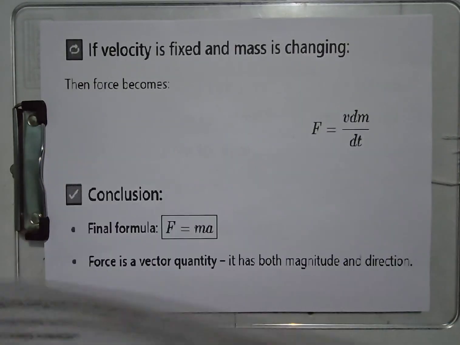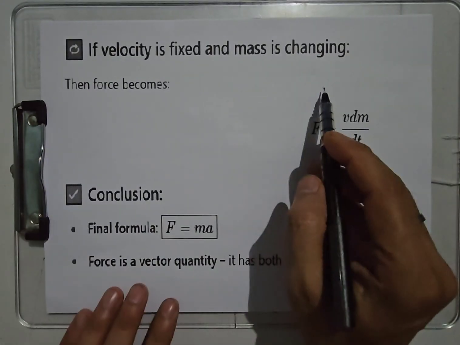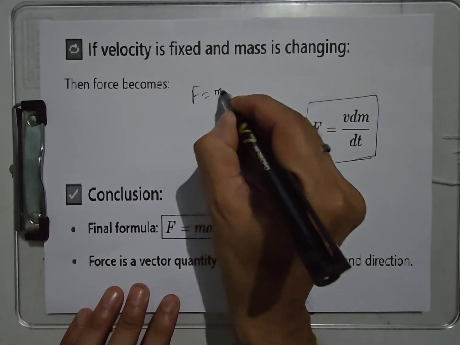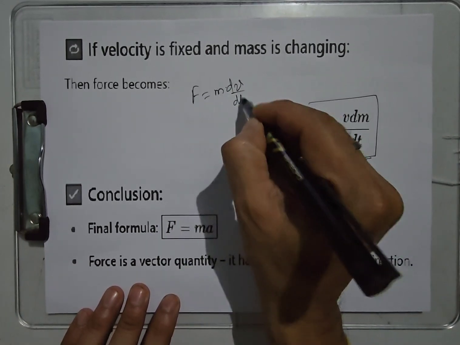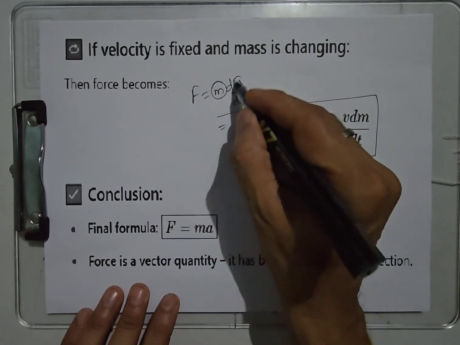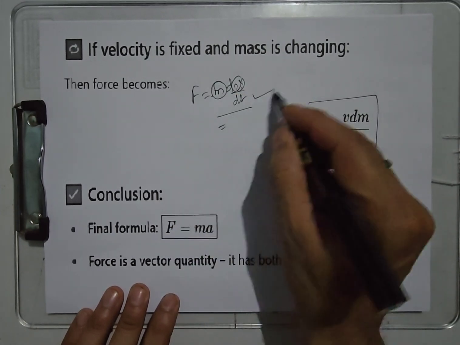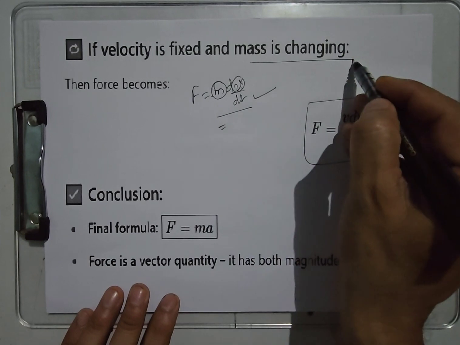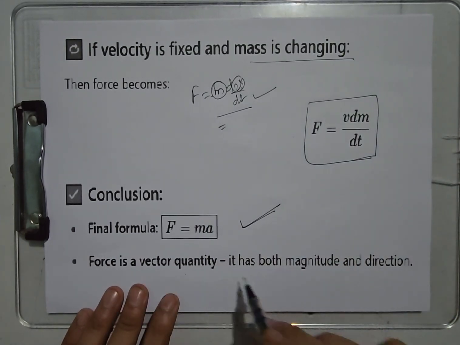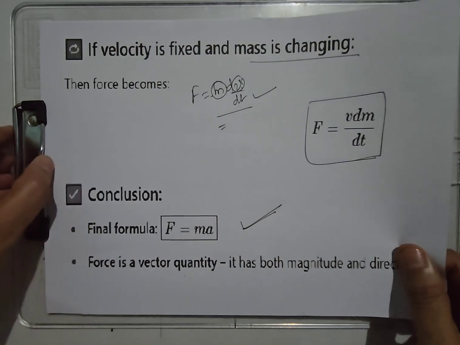Next, if velocity is fixed and mass is changing, then what happens? In that case, F is equal to v dm upon dt, because F is equal to d/dt of m v. If m is changing, then velocity is taken to be constant, so velocity is taken out of the derivative and mass is differentiated with respect to time. So this is the case when mass is changing. The conclusion is that the final formula is F is equal to m into a, and force is a vector quantity. It has both magnitude and direction. So we should remember this.